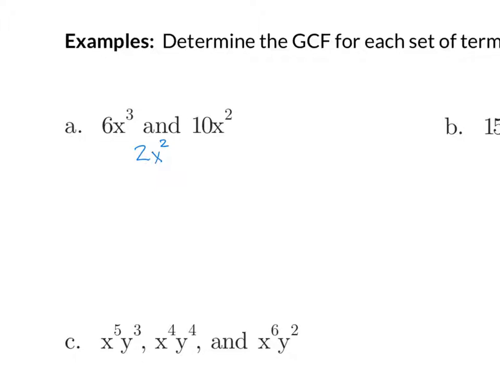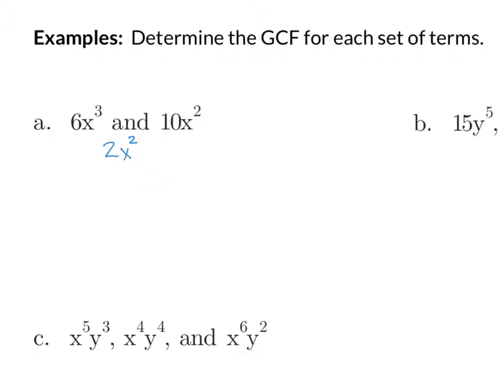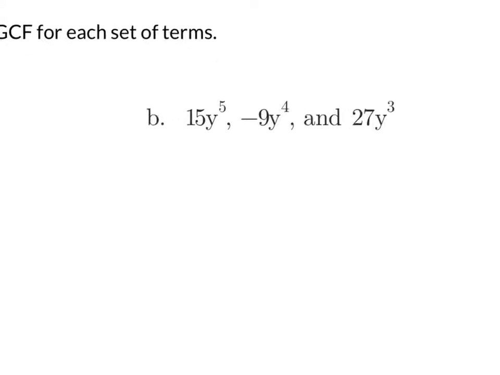All right, let's look at a little bit more challenging. Step it up just a little bit. Let's come over to example B. In example B, we have 3 terms. So we want to again start with our numbers. What is the largest number that goes into 15, -9, and 27? Well, all of these are divisible by 3, and that is the largest number that goes into all of them. So we have 3.